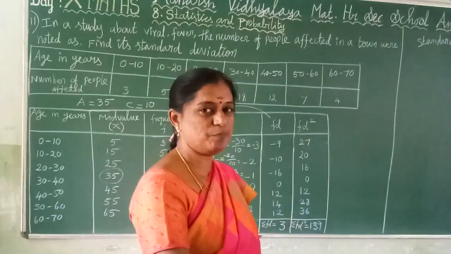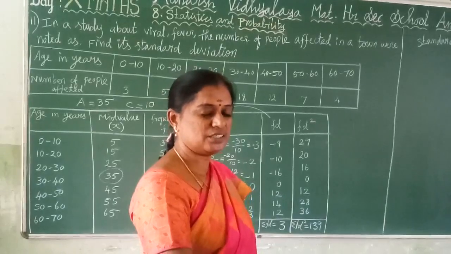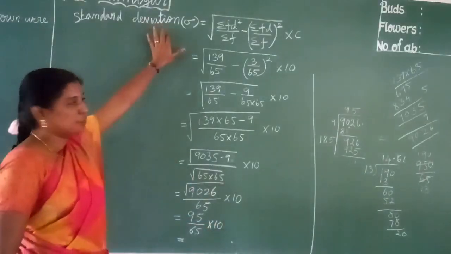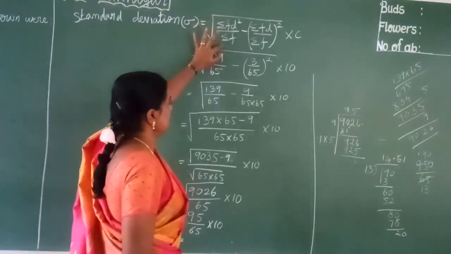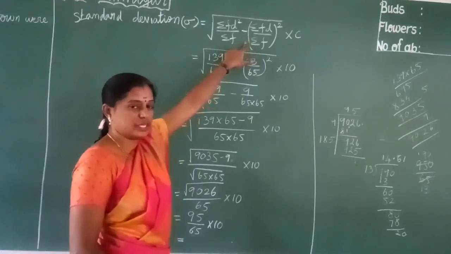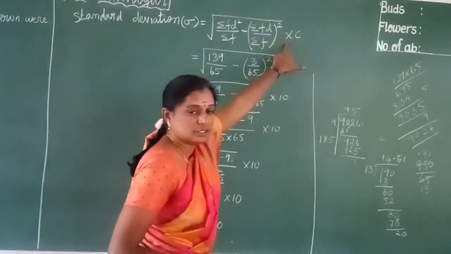At last, add what the formula values are: summation f, summation f d, and summation f d square. These three values are given. So you calculate them and then substitute in the formula. Standard deviation sigma is equal to root of summation f d squared by summation f, minus summation f d by summation f, whole square. Here the common factor we choose, so that's why multiply in C.